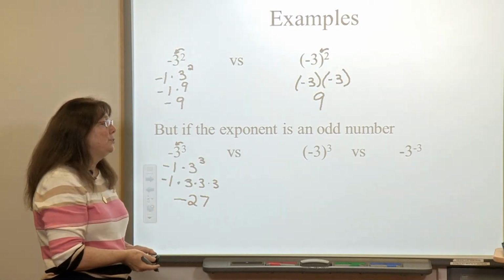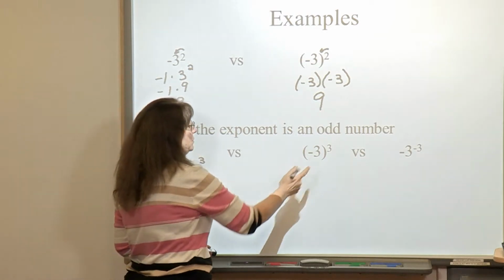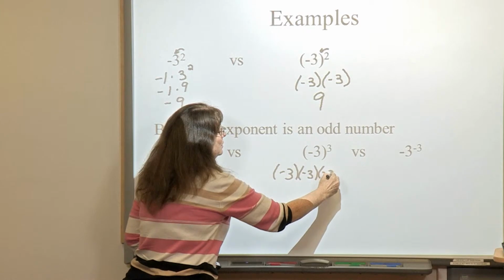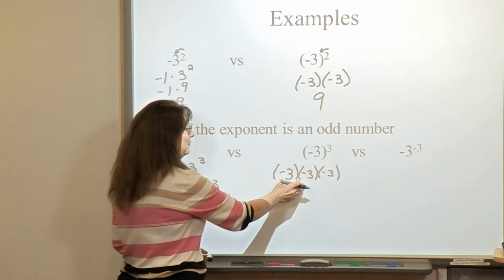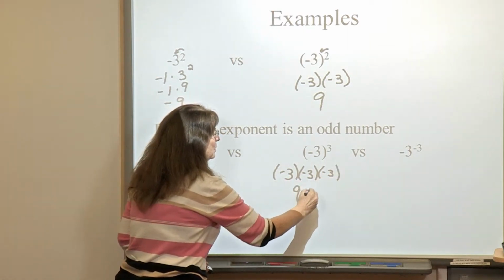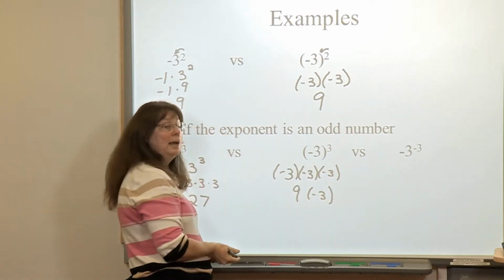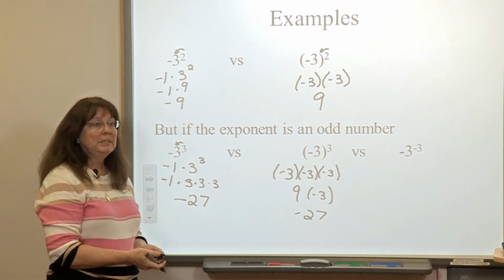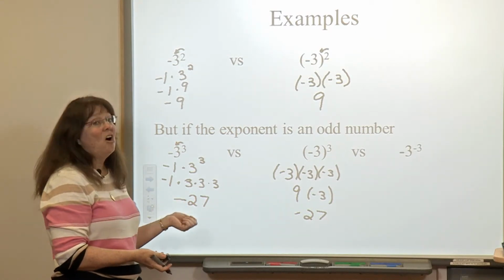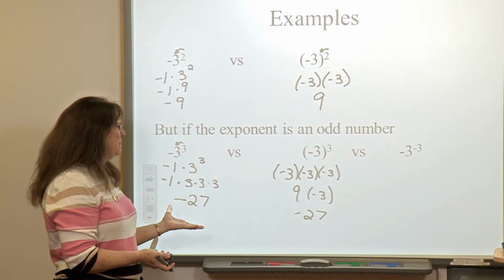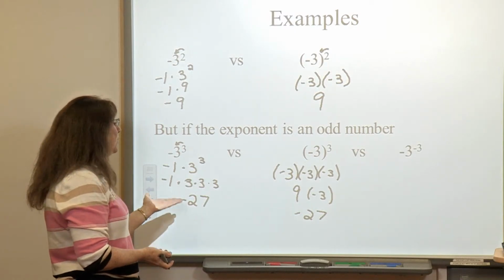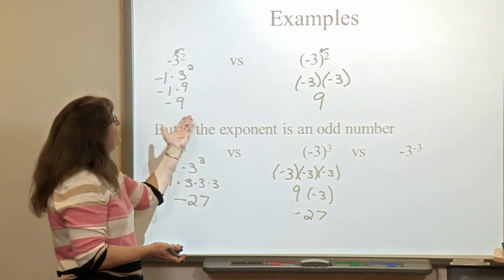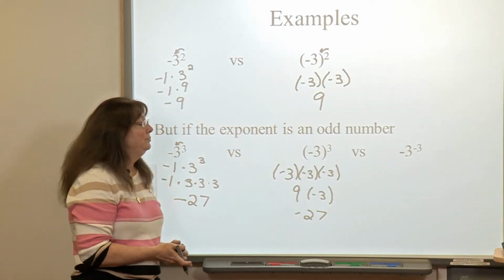If I want to compare it to the quantity negative 3 being cubed, I have negative 3 times itself 3 times. Negative 3 times negative 3 will give me positive 9, and 9 times negative 3 will give me negative 27. It's different if you have that odd exponent. That does make an important difference, because here a negative number is still negative when you're taking it to that odd power. But it was different when we were working with the even power.